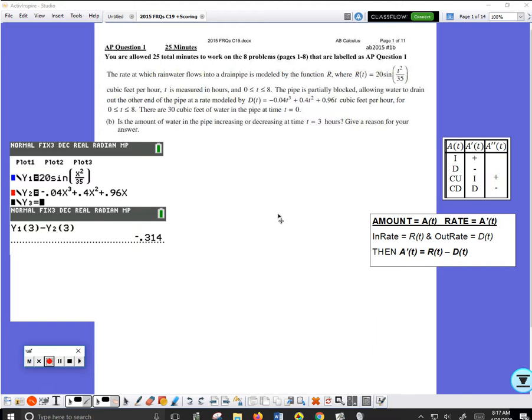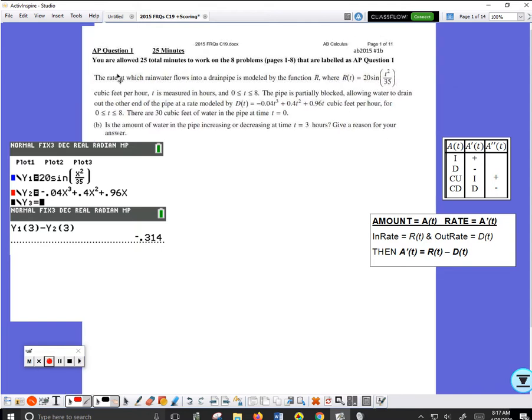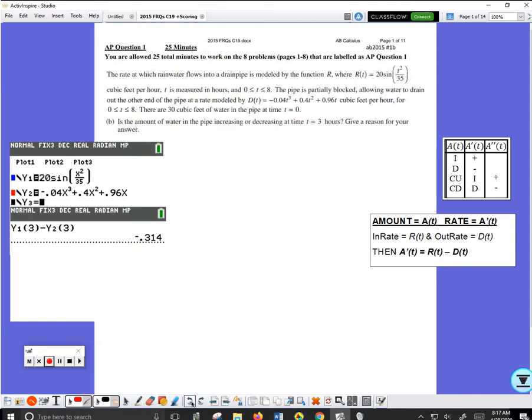Okay, it says, so the rate, oops, wrong button. So the rate at which rainwater flows, let's get a different size on the pen here.